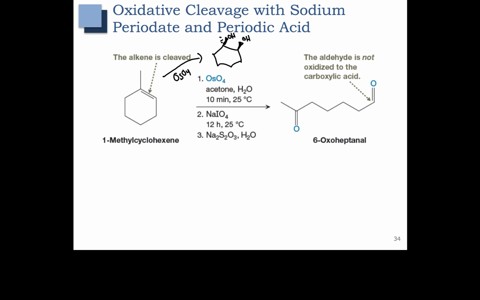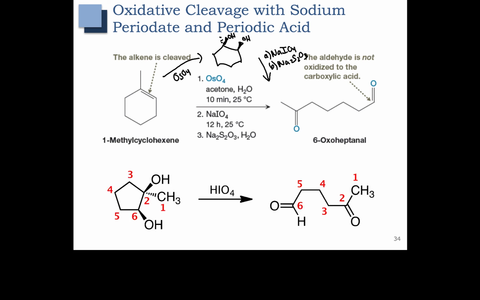So this is the product that you would get after reaction with osmium tetroxide. And then further oxidation with sodium periodate is going to give you the aldehyde product. Notably, the aldehyde is not oxidized to the carboxylic acid like it was with potassium permanganate.